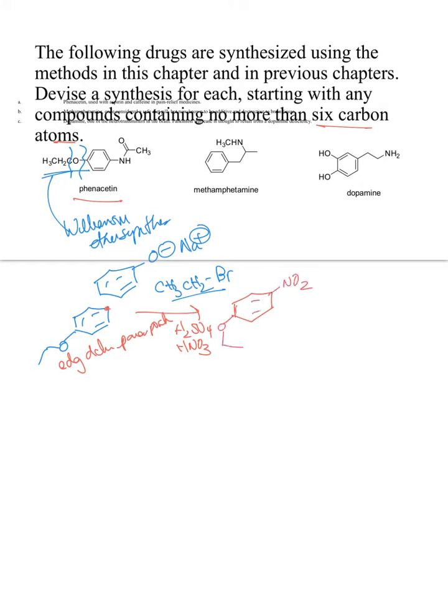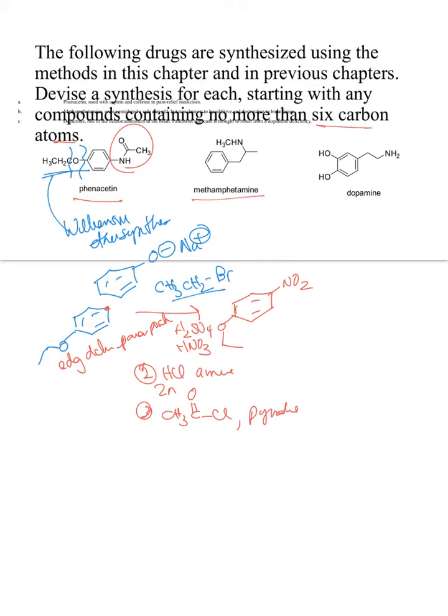And then we would have to do reduction. So basically dilute HCl and zinc makes the amine, and then you do an acylation reaction where you react that with acetyl chloride and some pyridine.